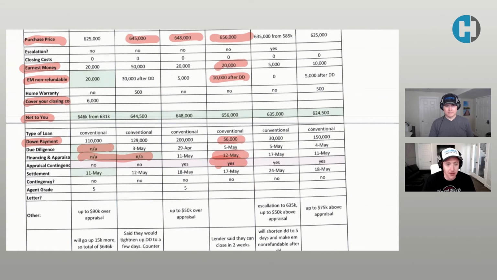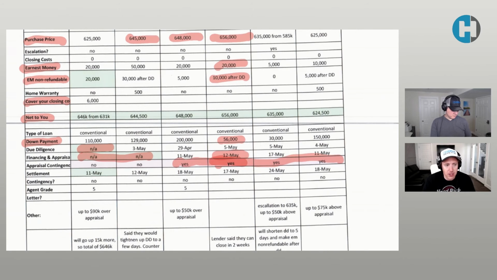We know the game, we know how it works, and we play the game all the time. We make huge earnest money deposit offers as well, and we're not afraid because we know what we're doing. We understand contracts. So the fact that some of them had the appraisal contingencies and the due diligence, we just said no.